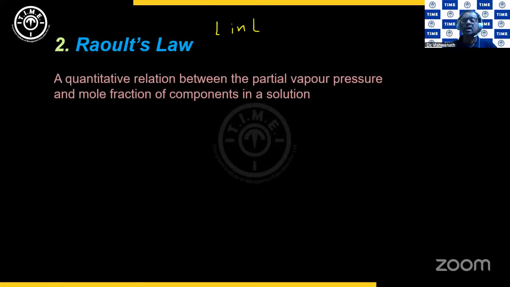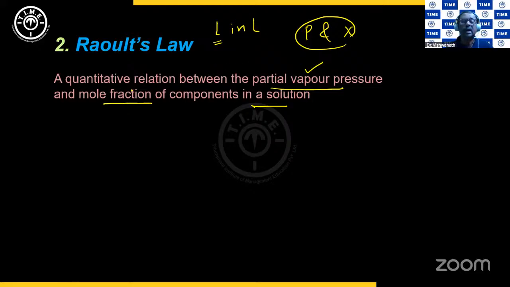So what is Raoult's law? Raoult's law is for liquid in liquid. It's a quantitative relationship between partial vapor pressure and the mole fraction of components in a solution, same as Henry's law. Henry's law also is a relationship between P and X. This is also between P and X, right? But what P? It is a partial vapor pressure because it started with a liquid. So liquid will have a vapor pressure. There it was the partial pressure of the gas itself because it was already a gas. But here the liquid has been converted into gas. So that is vapor pressure.